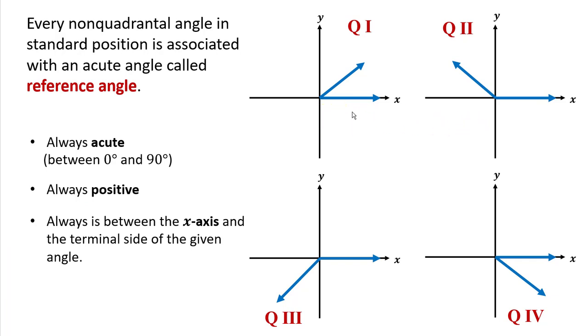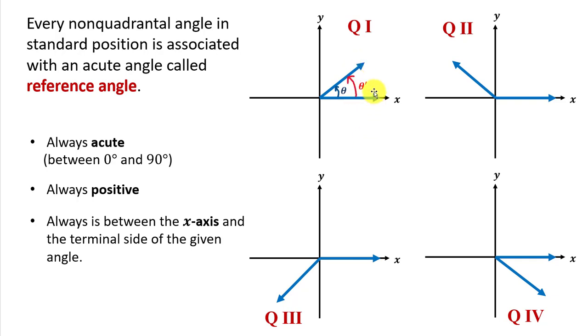angles. First, we're going to look at the angle that terminates in quadrant 1. We will call it angle theta. So what would be the corresponding reference angle? Well, since it has to be acute and it has to be between the x-axis and the terminal side of the given angle, in this case, the reference angle will be the same as angle theta.